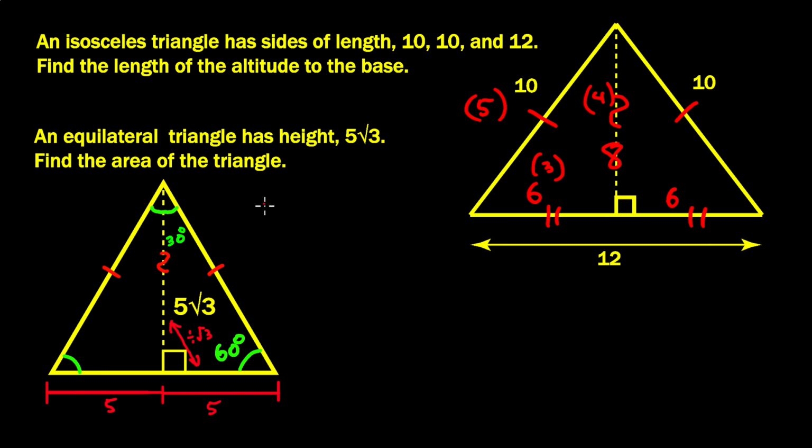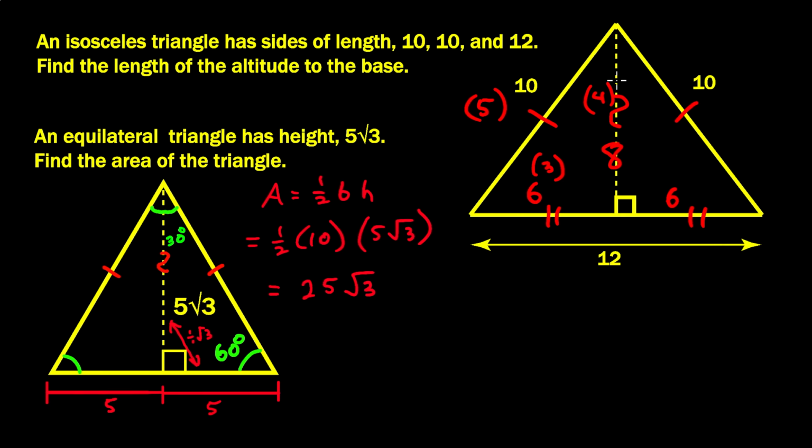From there, we know that the area of a triangle is 1/2 base times height, which in this case will be 1/2 times 10, this entire base down here, times the height, 5 root 3, which is what we were originally given. So then 1/2 times 10 is 5, times 5 root 3 is 25 root 3.